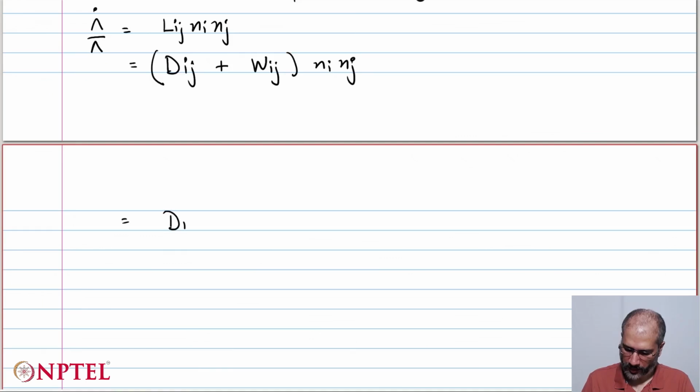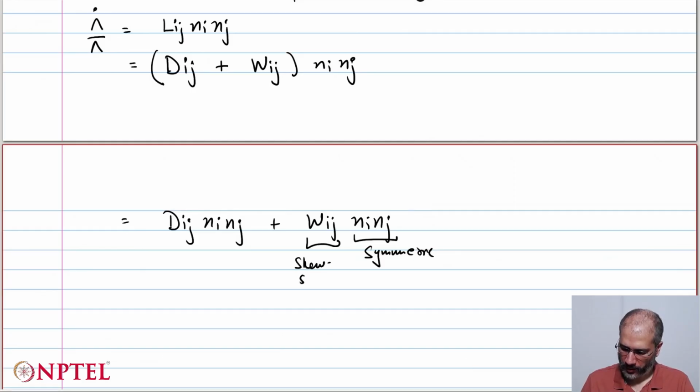So I open the brackets here. Now this quantity Ni is symmetric, and this quantity here by definition is skew symmetric. And we know that symmetric times skew symmetric is a 0. So this is a 0. So basically our lambda dot upon lambda is n dot d dot n.